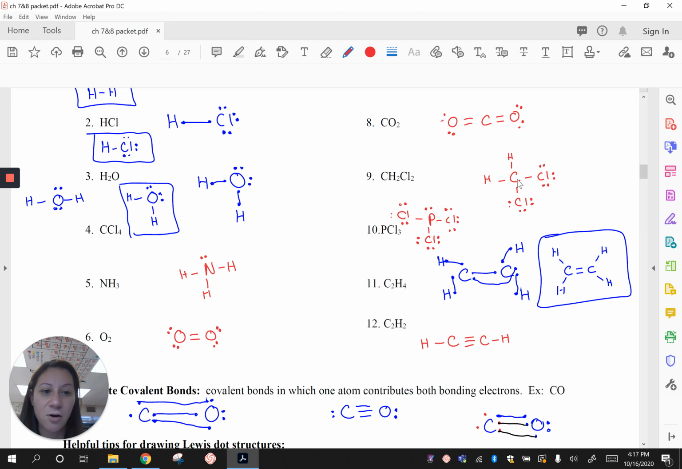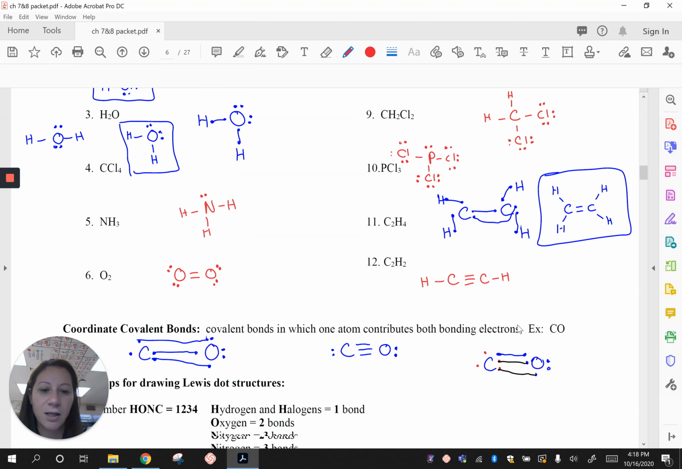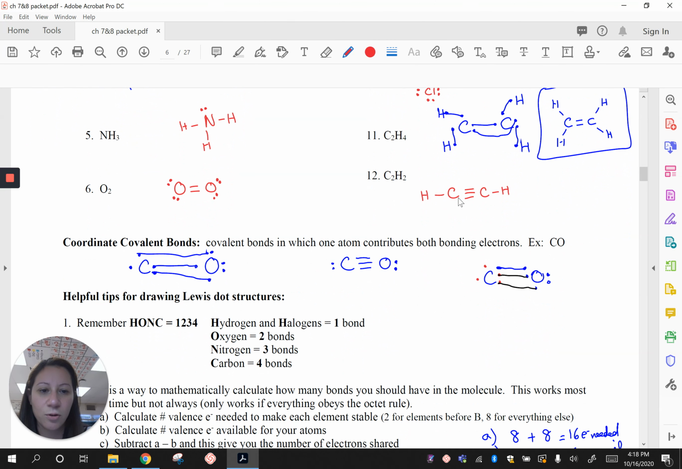CH2Cl2, hopefully you figured out that carbon should be in the middle because it forms 4 bonds. The hydrogens and the halogens are on the outside, all single bonds, and the chlorines each have 3 lone pairs. PCl3, the phosphorus is in the middle with a lone pair, and then bonded to 3 chlorines, each with 3 lone pairs. And then finally, C2H2, the carbons are in the middle, triple bond between them, and then a single bond between the carbon and each of the hydrogens.